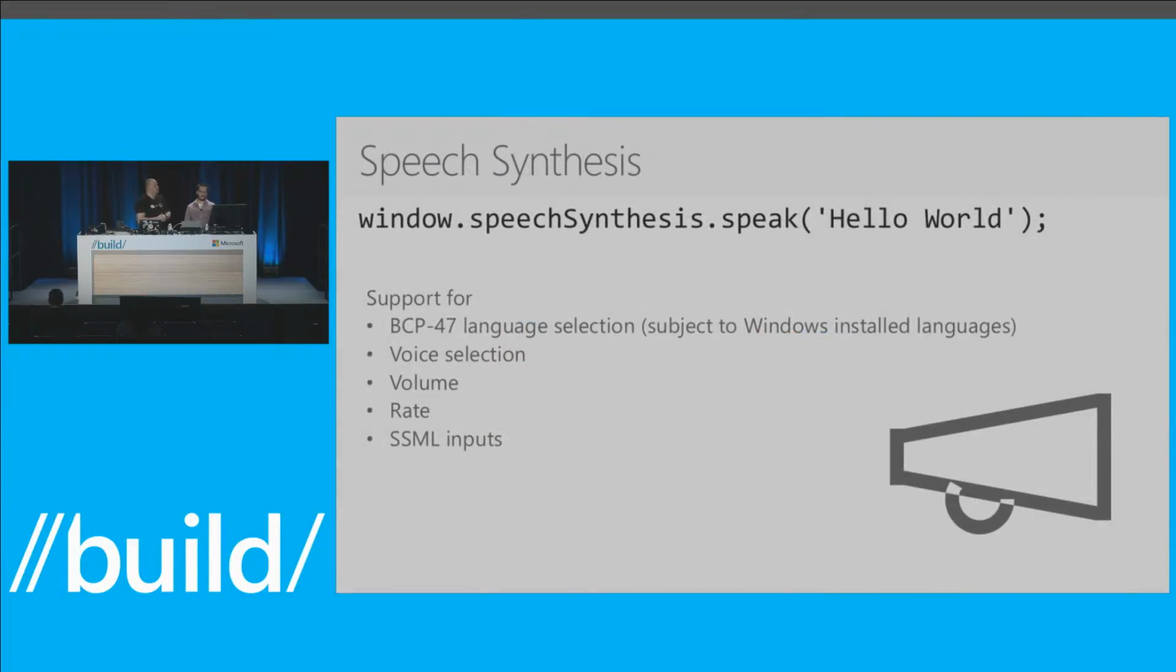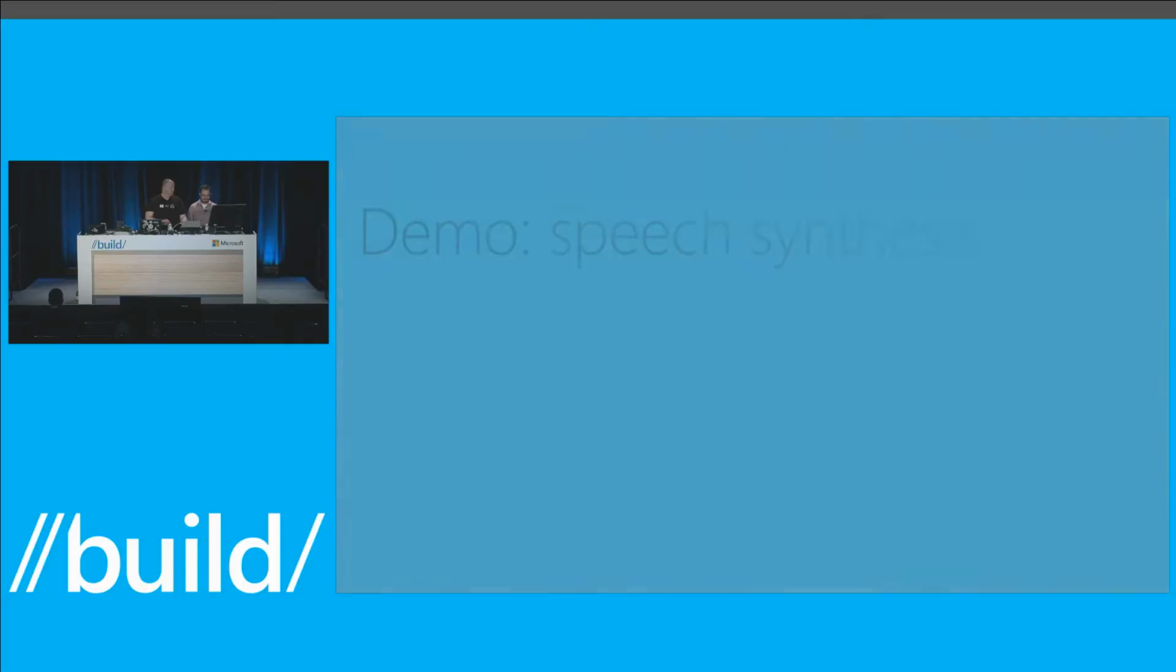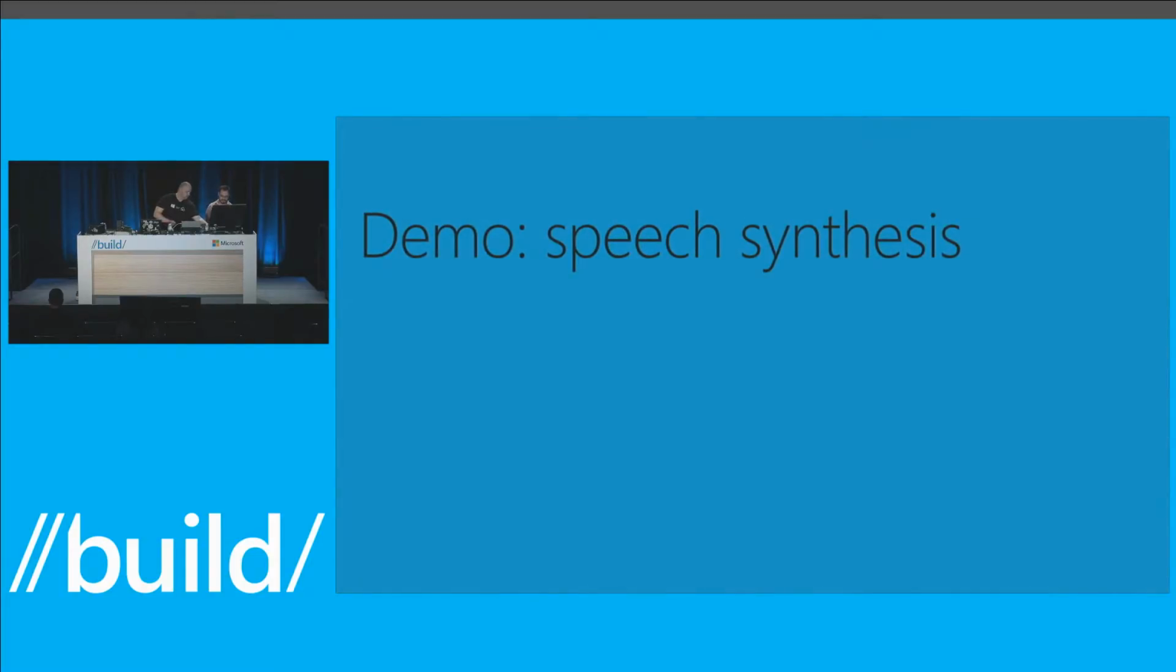In addition, we have new web standards that can be used for inclusive scenarios such as speech synthesis. The speech synthesis API allows you to use text-to-speech, selecting a voice, selecting a language, volume, rate, or even using speech synthesis markup language, SSML, to read aloud text from a web page. So let's take a look at what this looks like. We've got a short demo here for you.